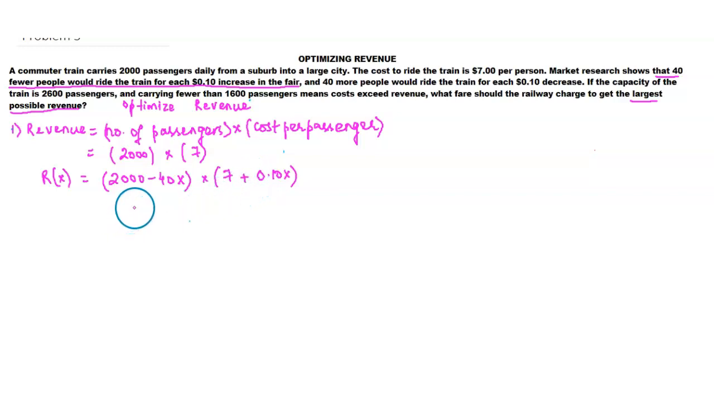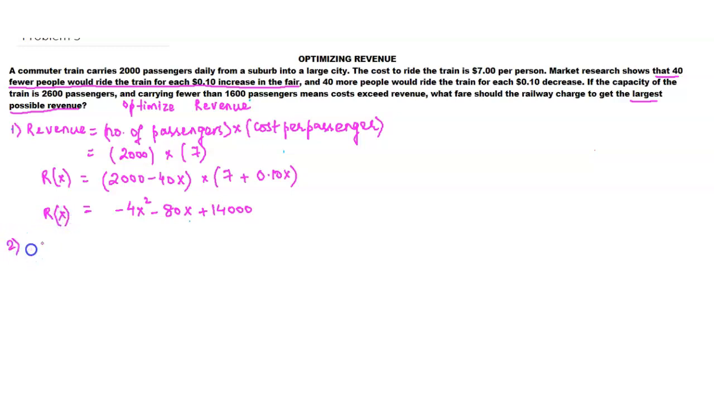If you want, you can expand the equation. If we expand the equation, it is going to come in the form of a quadratic equation. So after expanding, we would be able to get this equation in this form. This is our standard form of quadratic equation. We have got our final equation that we have to optimize.